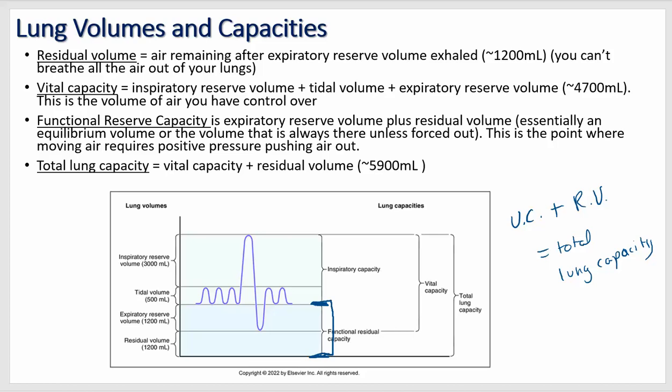Everything else is breathing air in, using your diaphragm, pulling it in, and letting the lungs just let it out. But to get that expiratory reserve volume out, and then the residual just stays there. That's all positive pressure. It takes positive pressure to push that out. And then we already mentioned total lung capacity: vital capacity plus residual volume.